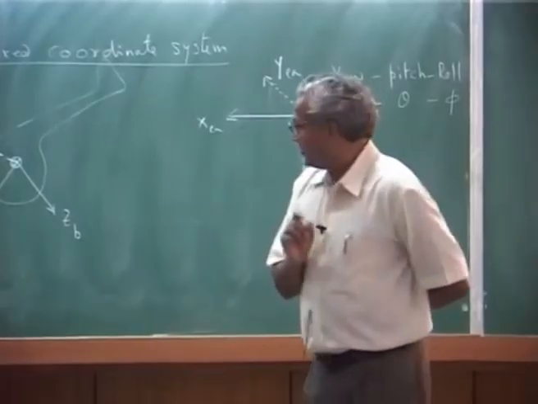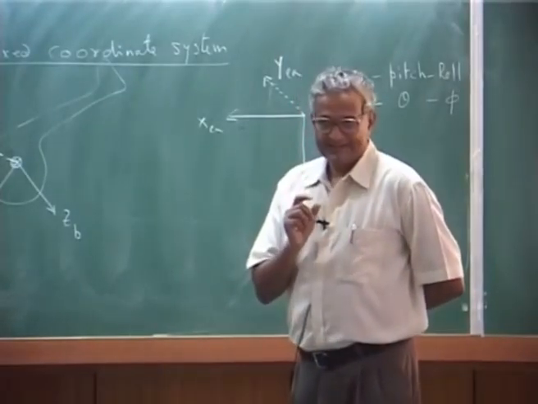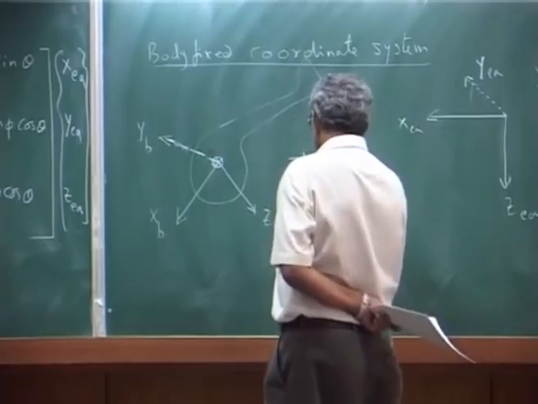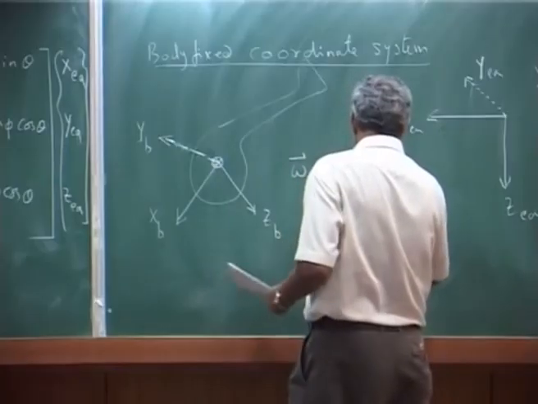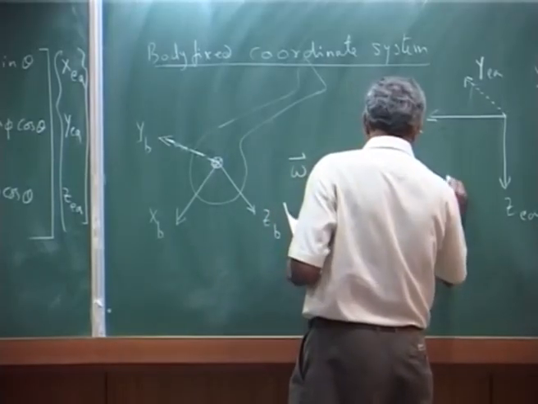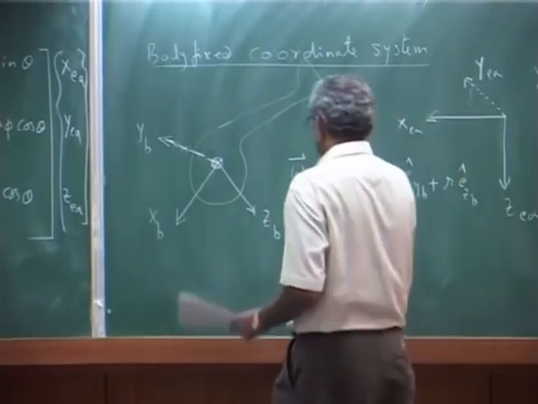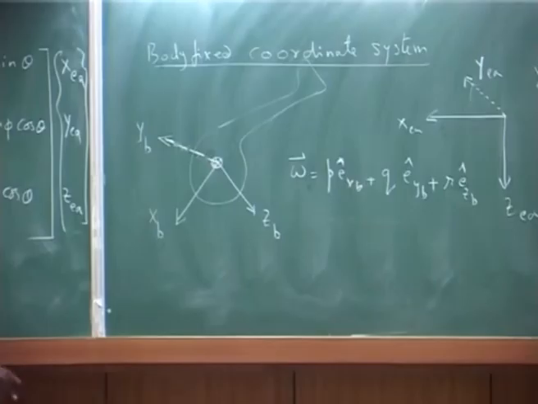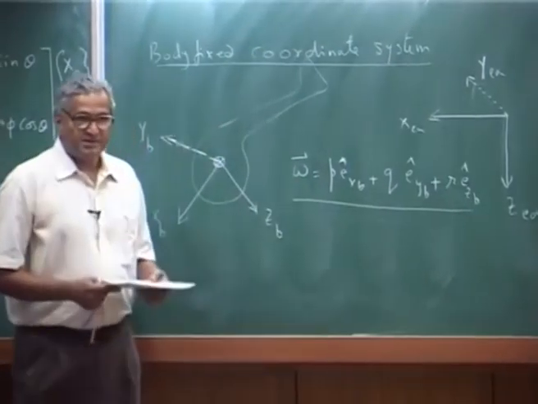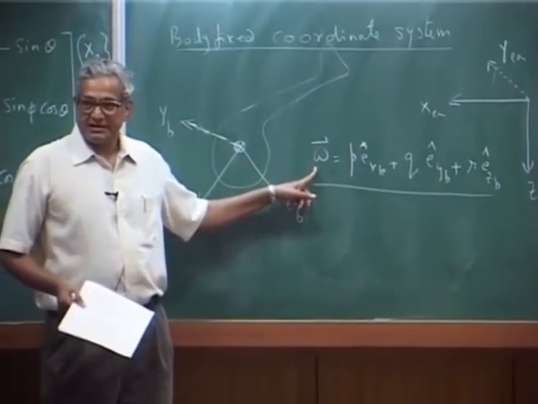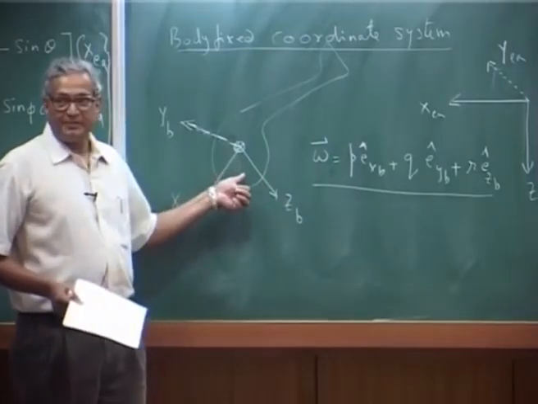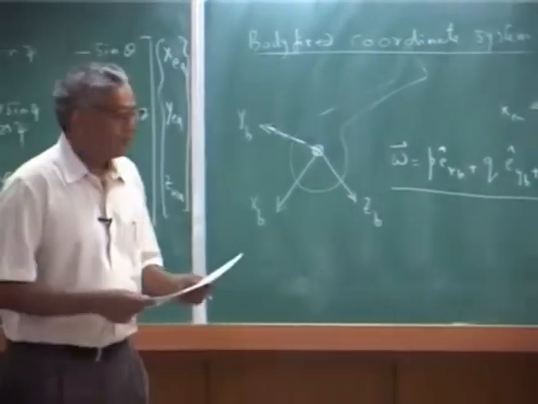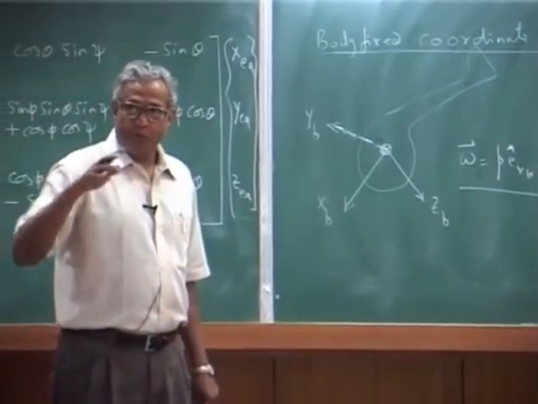Now, what is the angular velocity of the helicopter? At any instant, you define the angular velocity of the helicopter as P e_xb plus Q e_yb plus R e_zb. Okay, that e is the unit vectors. Now, this is the instantaneous angular velocity vector defined with respect to body axis.